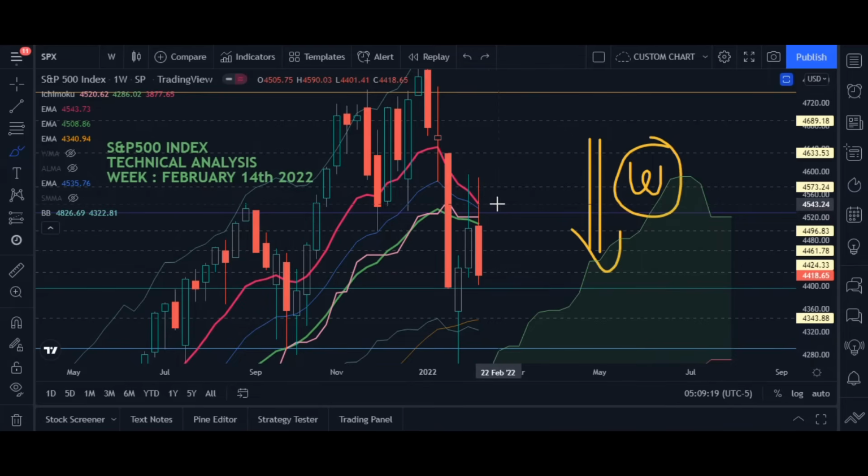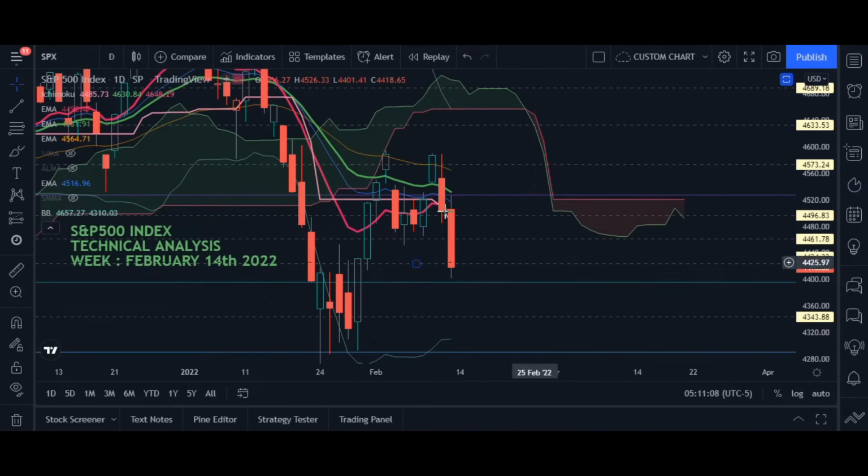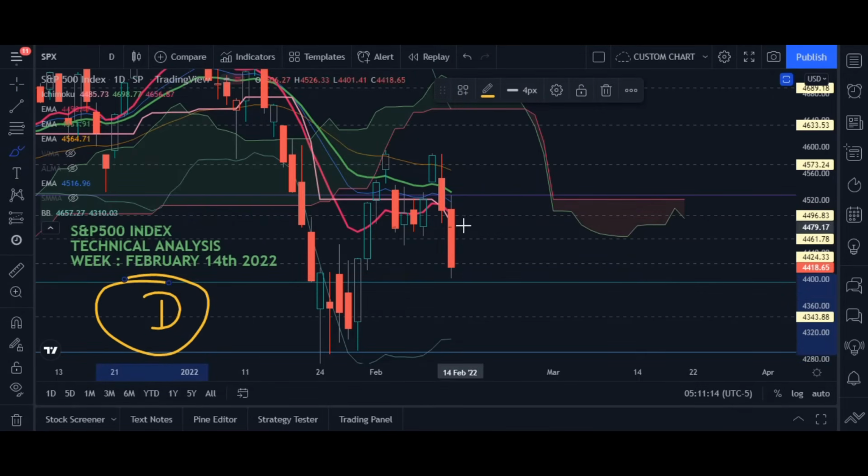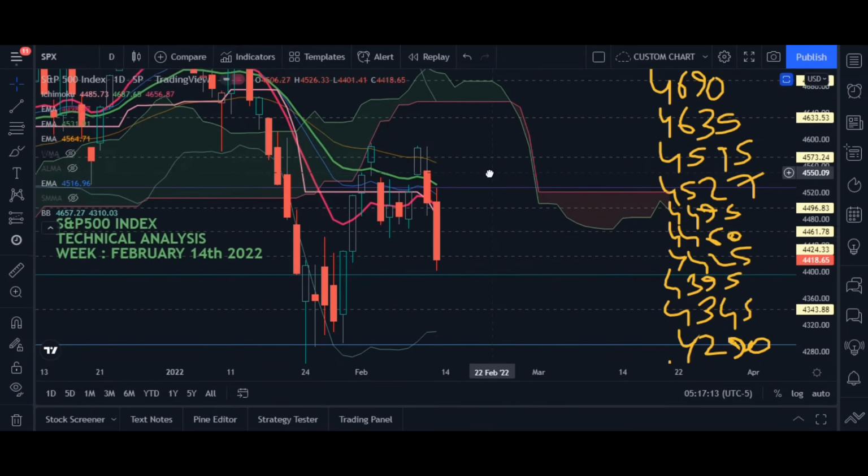Okay guys, so we are here on the daily chart. Daily chart means one candle represents one day, not one week or one hour. One candle means one day. Now let me write down the support and resistances here on the daily chart, and then we will do the technical analysis. So these are the support and resistances.